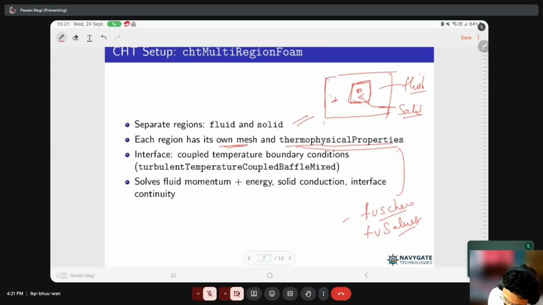In the interface you can have some boundary conditions. The boundary names are automatically generated, and this is one of the examples that you can have: a turbulent temperature coupled baffle mixed. You have to solve fluid momentum energy plus solid conduction plus interface continuity. This interface continuity is just that the temperature should be uniform across the interface, and the flux transport across the interface also should be constant.